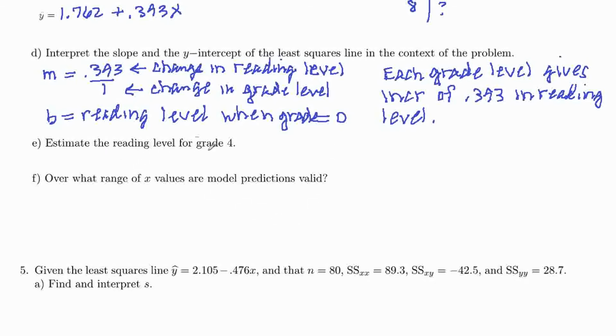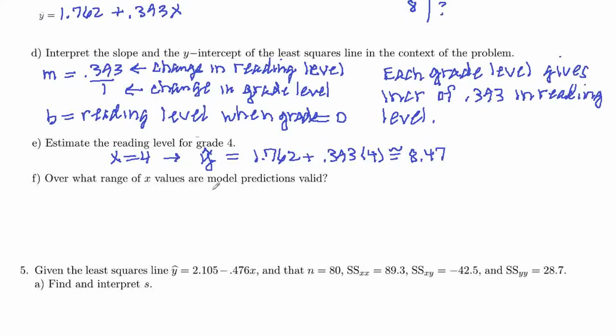Estimate the reading level for grade 4. So grade 4 here is saying that x is equal to 4, because x is your grade level. And then if we use our least squares line, our y hat value, this is just saying plug that in: 1.762 plus 0.393 times that 4. If you plug that in, you get 8.47 approximately. So reading level of 8.47.